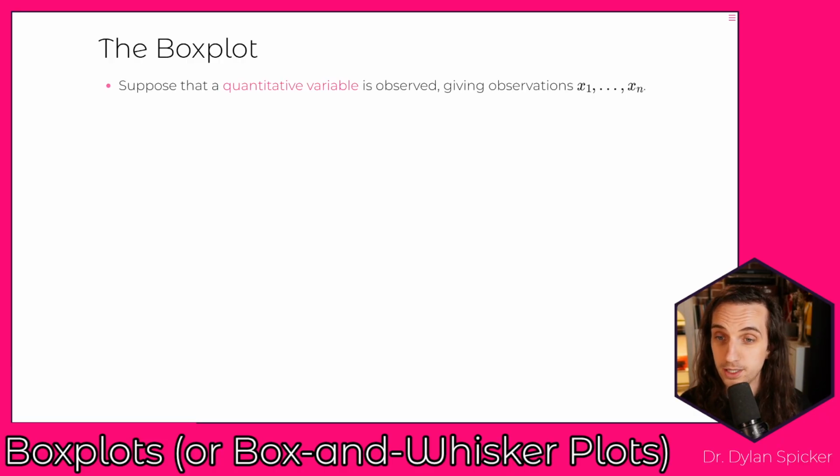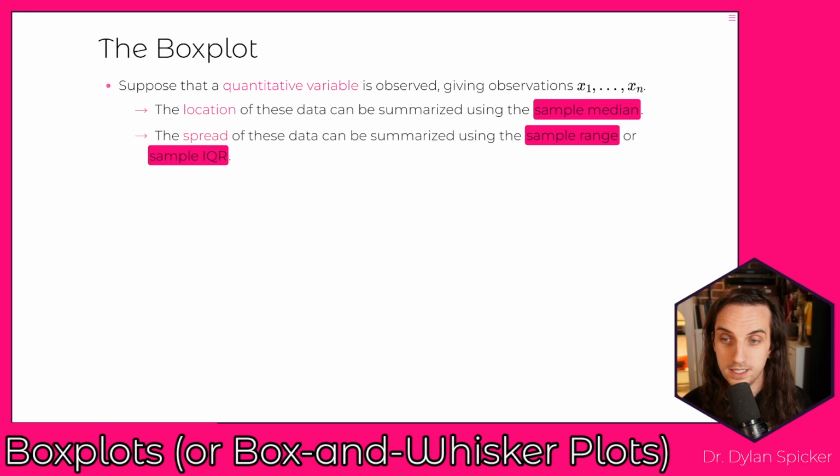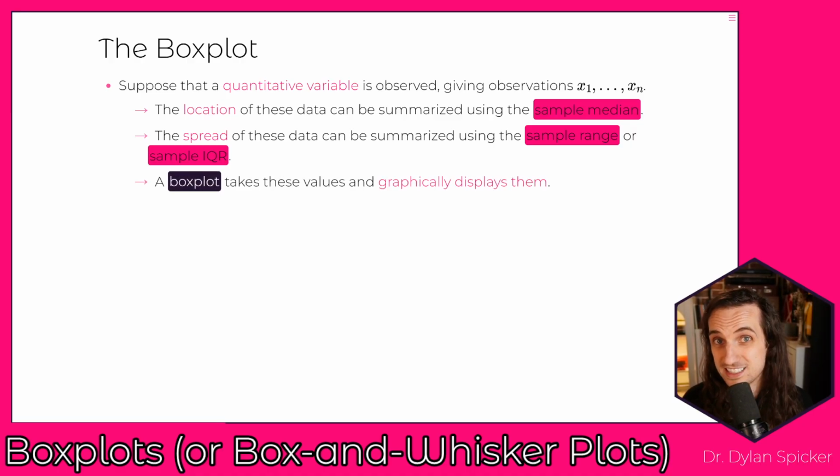So what is the boxplot? How do we go about constructing one? Suppose that we have a quantitative variable and it's going to give out observations x1 through xn. The location of these data could be summarized using our sample median. So we could calculate out what is the sample median from these data. Now, if we wanted to summarize the spread of these data, we might use the sample range or the sample IQR, for instance. And a boxplot is going to take these specific values and then graphically display them. So it's going to take the median, it's going to take the range, and it's going to take the sample IQR, and it's going to put those onto a graphic.